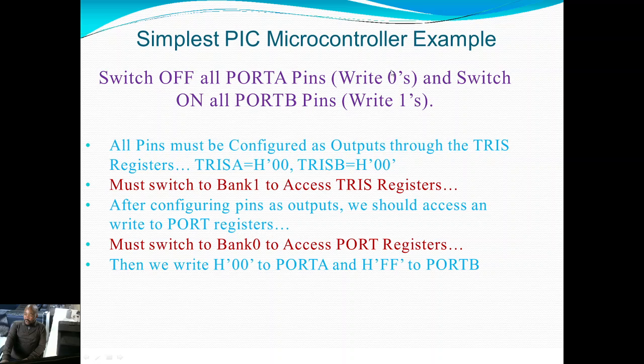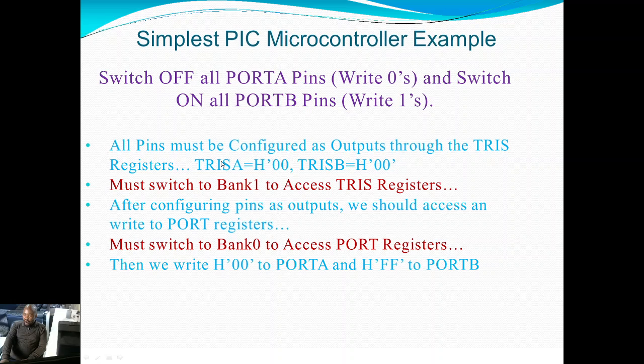So the fact that we want to write zeros to port A pins means they must be outputs. And the fact that we want to write 1s to port B pins means those port B pins must be outputs, right? Now, all pins must be configured as outputs through the TRIS registers. And then we need to write 00 to TRIS A, and then we need to write 00 to TRIS B in hexadecimal. Remember the TRIS register: when a bit is cleared, the corresponding pin is an output.